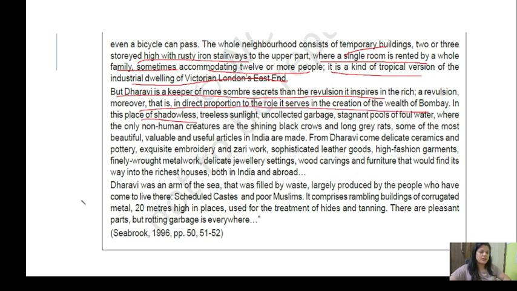In this place of shadowless, treeless sunlight, uncollected garbage, and stagnant pools of foul water, where the only non-human creatures are shining black crows, there are some of the most beautiful, valuable used articles. So basically, Dharavi was an arm of the sea that was filled by waste, largely produced by people who have come to live there: scheduled castes and poor Muslims. It comprises rambling buildings of corrugated metal, 20 meters high in places. These are the pleasant parts, but rotting garbage is everywhere.